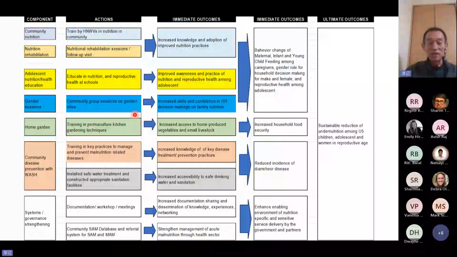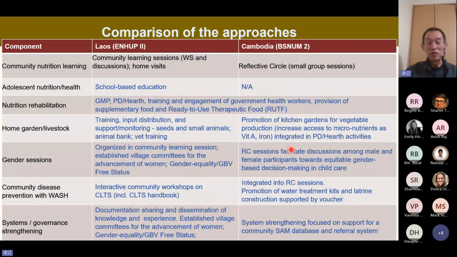Before explaining this in detail, I'd like to now compare how the two countries' approaches for each component are different, because the overall designs are quite similar, but within each component, how they implemented them is quite different, which is quite interesting. Again, I'm sorry for the very small font size of this slide, but this table explains the key features of Laos and Cambodia, and how the interventions are implemented in different components.